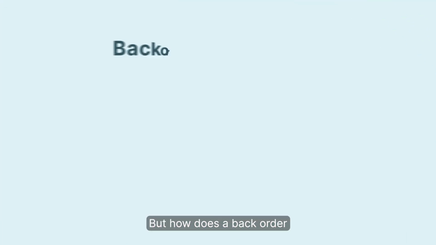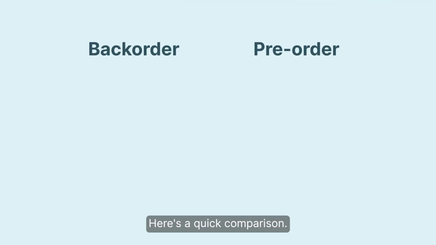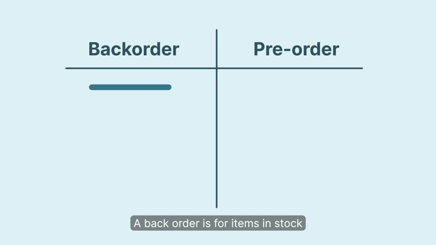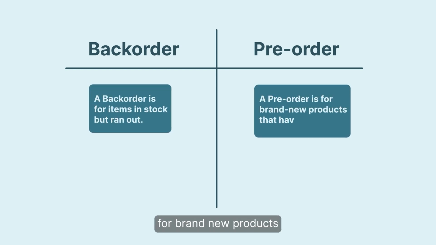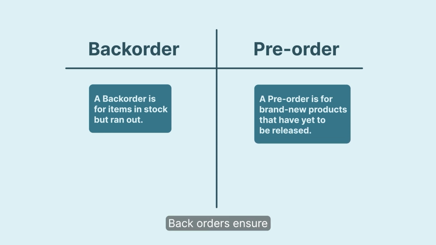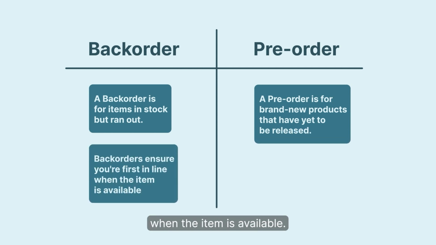But how does a backorder differ from a pre-order? Here's a quick comparison. A backorder is for items in stock but ran out, whereas a pre-order is for brand new products that have yet to be released. Backorders ensure you're first in line when the item is available.